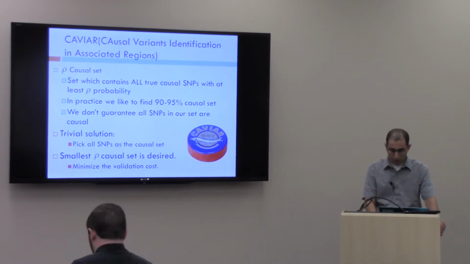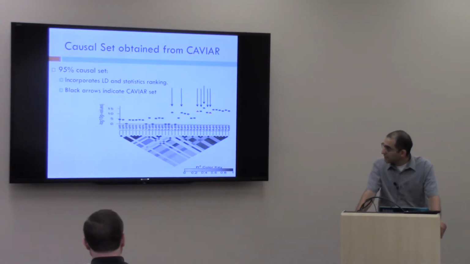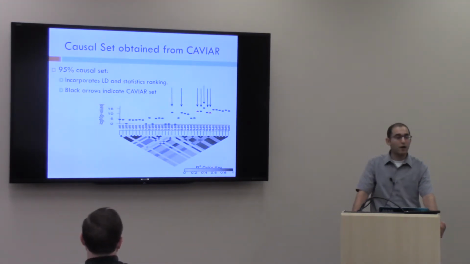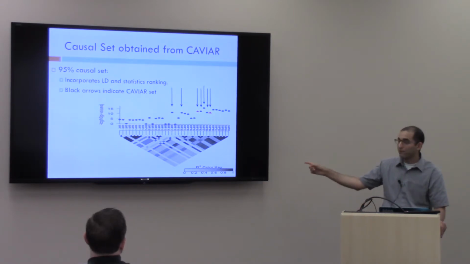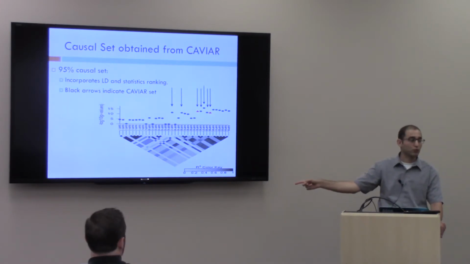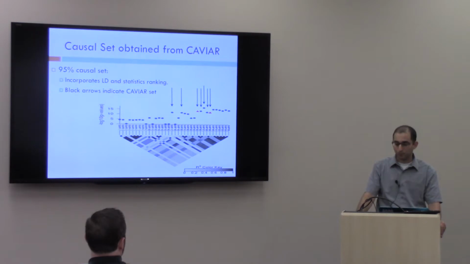So let me show you the output of CAVIAR on this complicated region. You can see when we run CAVIAR for a 95% causal set, it picks 7 variants shown by the black arrows. And you can see it actually captures the 2 causal variants that were implanted in this region. So if you validate all these 7 variants, with probability at least 95%, you should be able to capture the 2 causal variants that we implanted.